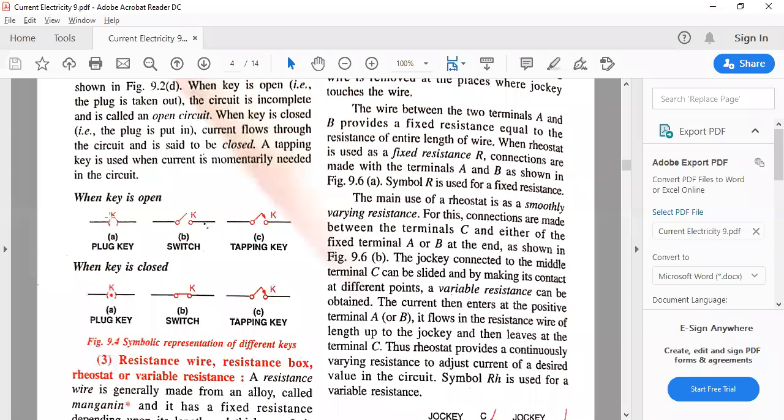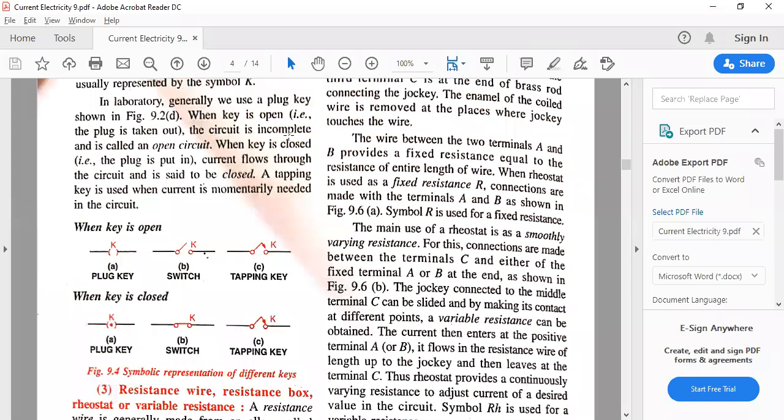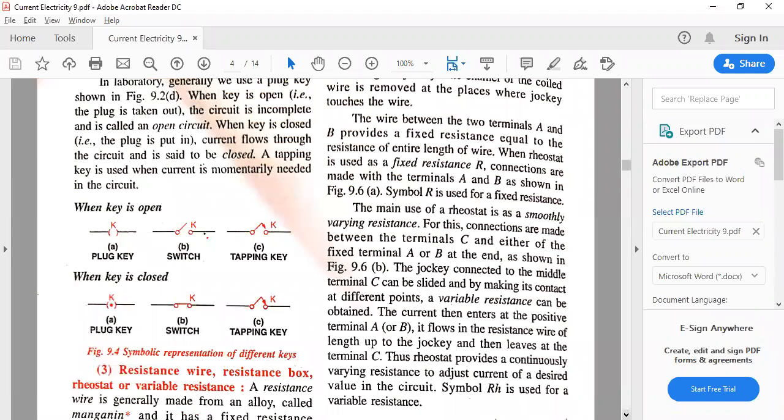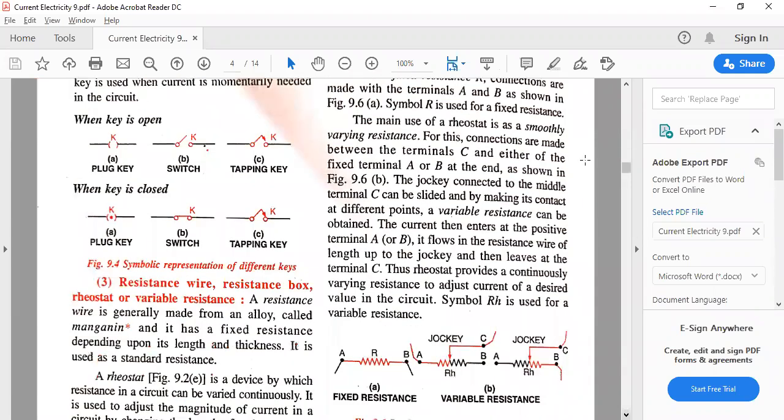What is the significance of the key? As written here, when the key is open, the circuit is incomplete. Therefore, it is called an open circuit. When the key is closed, the current is flowing. Therefore, it is said to be closed. The tapping key is used when the current is momentarily needed in the circuit, meaning I need it for a short time. Okay. Now this is something very, very important.